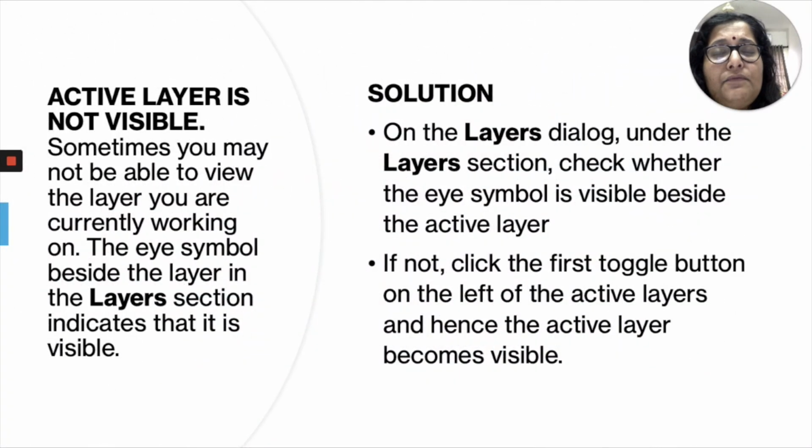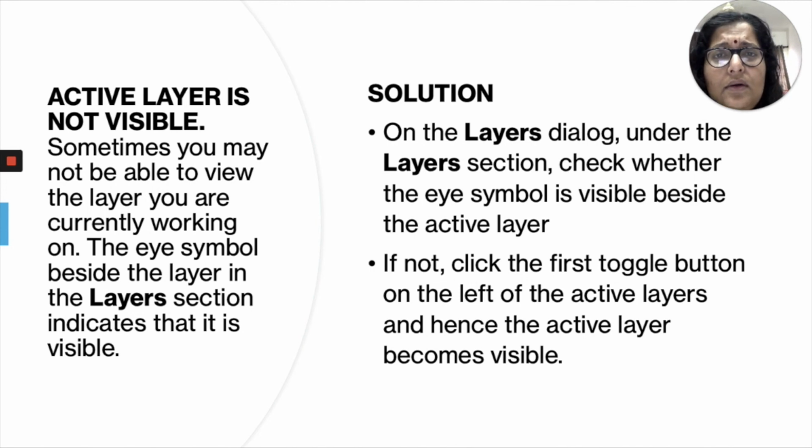The next problem that we face is that the active layer is not visible. The current layer that you are working on is your active layer, and it is not visible to you, or you can't see it. How can you rectify that issue? Sometimes you may not be able to view the layer you are currently working on. The I symbol beside the layer in the layers section indicates that it is visible.